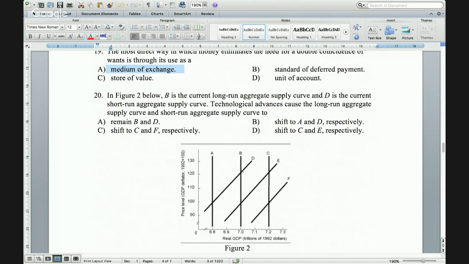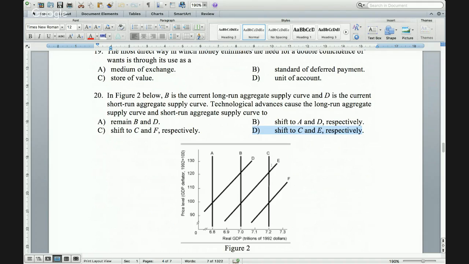So short run aggregate supply curve shifts to the right, so too does your long run aggregate supply curve. So we will go from B to C for the long run, and the short run will go from D to E. So your answer is answer D. It shifts to C and E respectively.